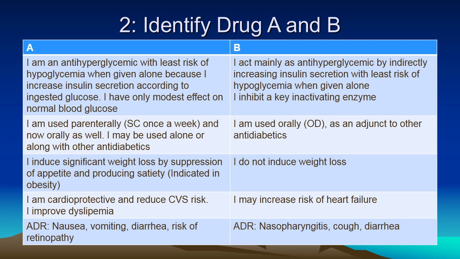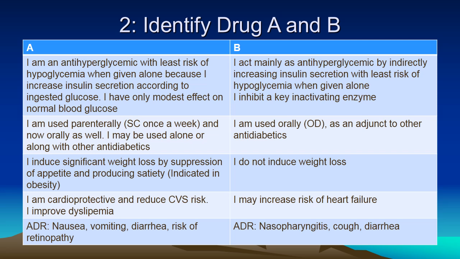A drug is cardioprotective and reduces cardiovascular risks on long term. It also improves dyslipidemia. Such actions are not there with B drug, whereas it may actually increase risk of heart failure on long term. Other adverse effects are nausea, vomiting, diarrhea, risk of retinopathy with the use of A drug, and there is a risk of nasopharyngitis, cough, and diarrhea with B drug.